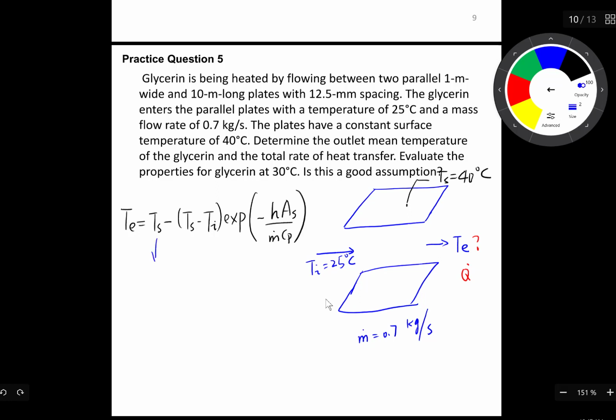In this equation, Ts is known, which is 40 degrees Celsius. Ti is known, it is 25 degrees Celsius. And again, remember As is the area of the surface which is exposed to convection. Since convection occurs between the fluid and the two plates, As is the area of the two plates.